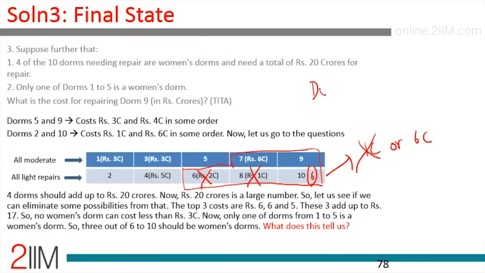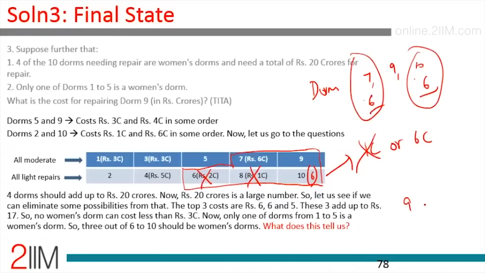We're talking about DOMs 7, 9, 10, and one other. 7 and 10 both cost 6 crores each. So we've got this far. Now let us build one further step. 7 and 10 account for 12 crores. 9 and the remaining DOM should account for 8 crores, since all women's DOMs put together cost 20 crores. So 9 and the remaining DOM from 1, 2, 3, 4, 5 should cost 8 crores in total.